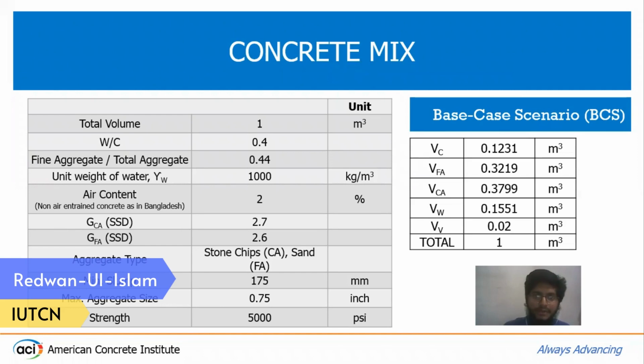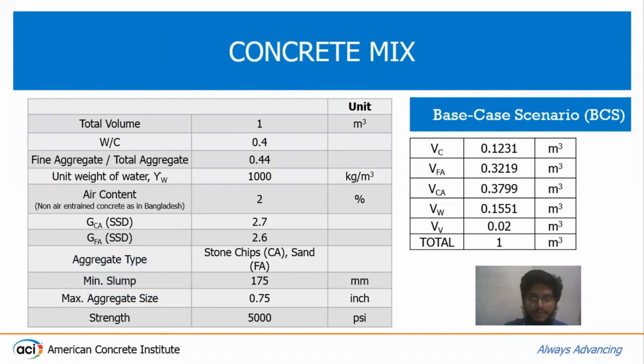Now let's talk about the concrete mix design. We have two types of scenario. Number one is the base case scenario and number two is the alternative case scenario. In our base case scenario, the total volume of concrete is 1 meter cube. As mentioned in the rules, the water cement ratio is 0.4. From various literature reviews, we have chosen a fine aggregate to total aggregate ratio of 0.44. The air content is taken as 2% for Bangladesh. The specific gravity of coarse and fine aggregate, the aggregate type, and the maximum aggregate size can be seen in the slide very clearly. We have chosen stone chips for coarse aggregate and sand for fine aggregate.